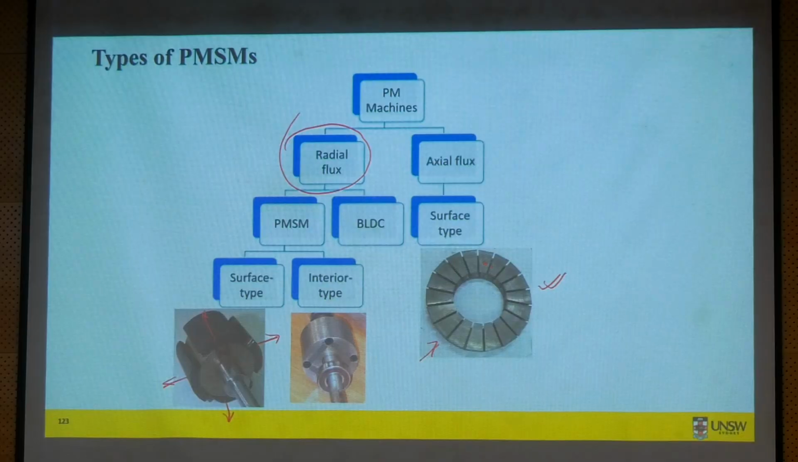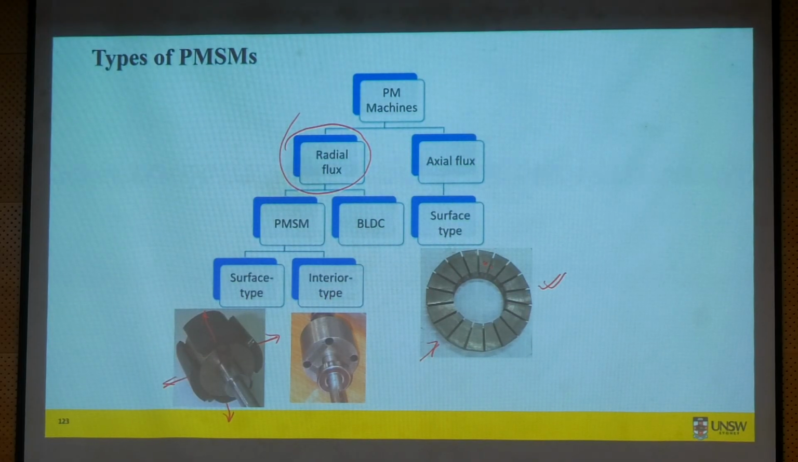And axial flux machines are mostly surface type. As you can see, the magnets are glued on the surface. So they are surface type machines. And because they're surface type, they can be analyzed like an SPM machine, basically. Okay, all the control theory that you learn or all the other things that we learn can be applied to axial flux machine like SPM machine.